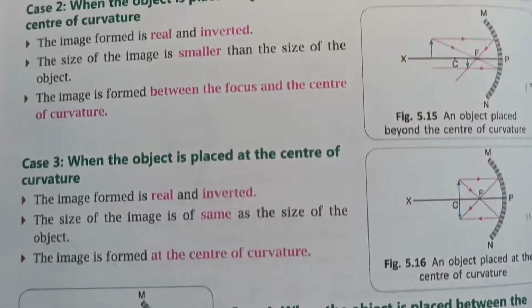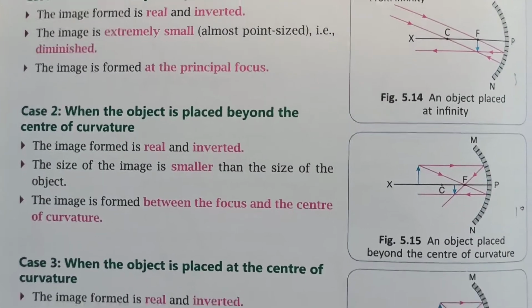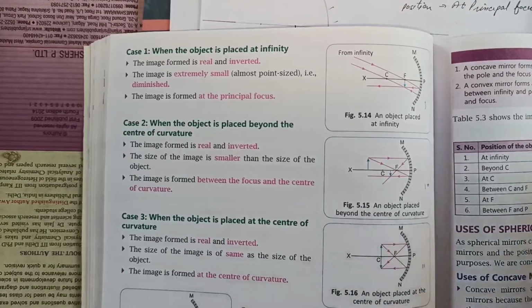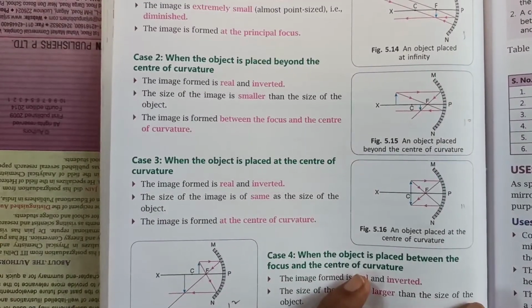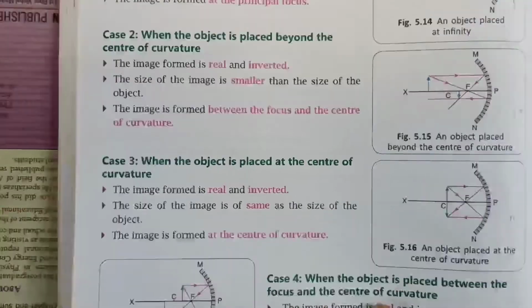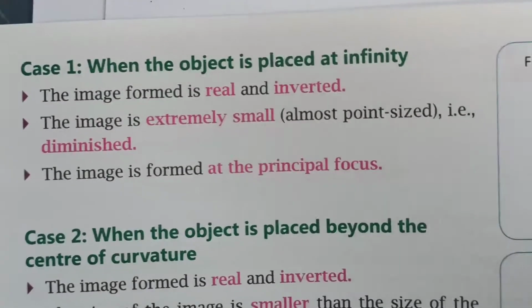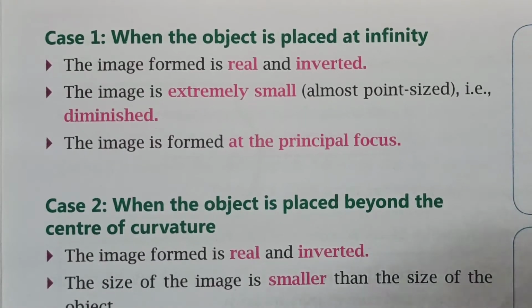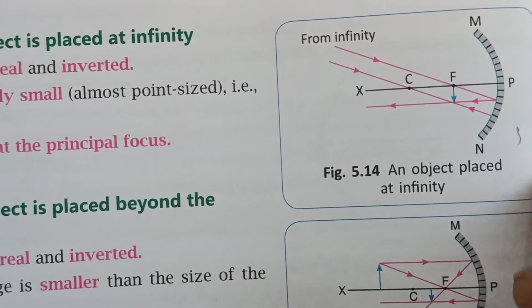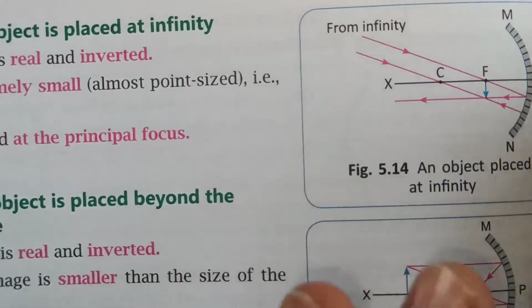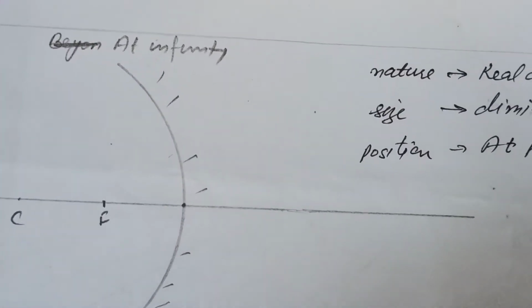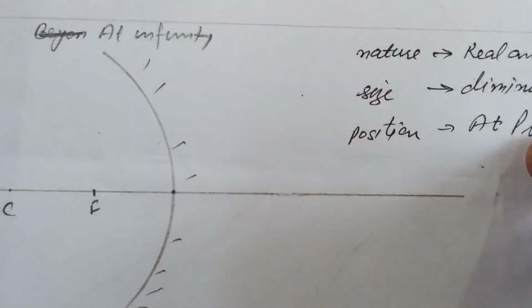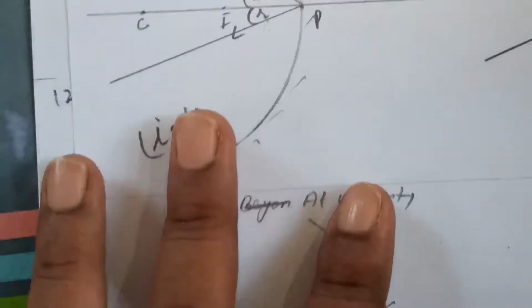And on the next page you can see a few images are discussed here. Let us see. When the object is placed at infinity, then this kind of image is formed. I will make it with you, and I will write observations also for you. So let us start with the making of these images.